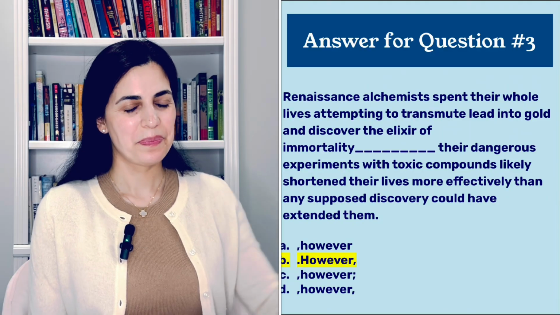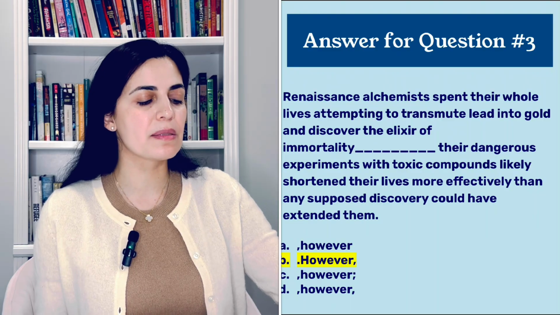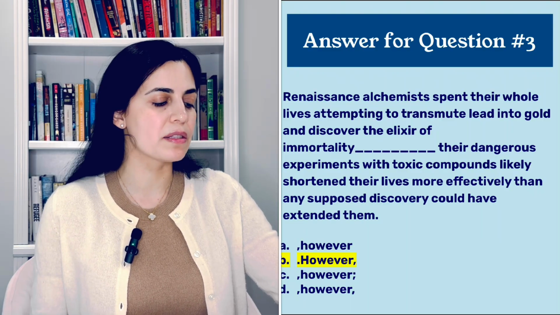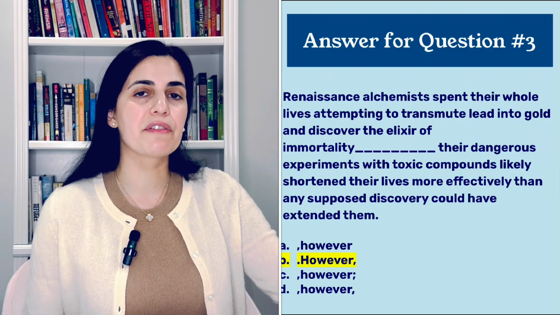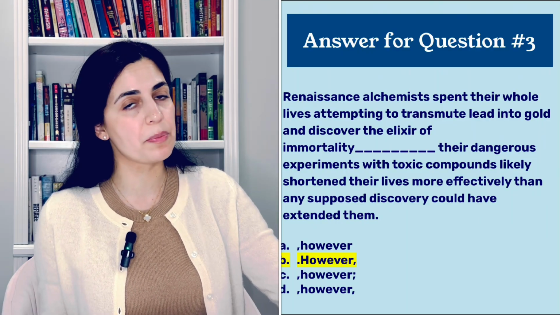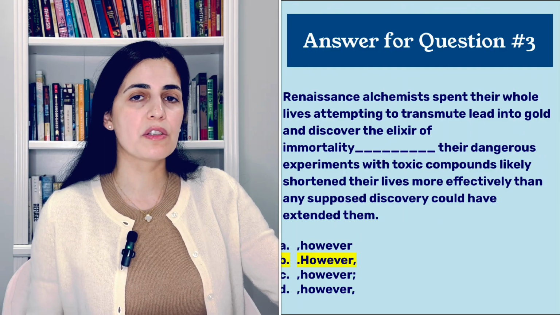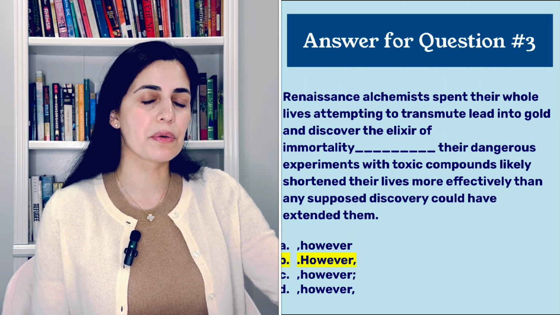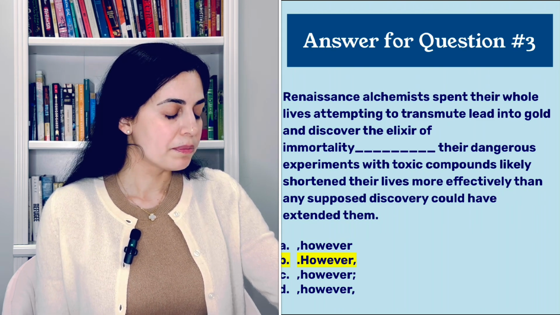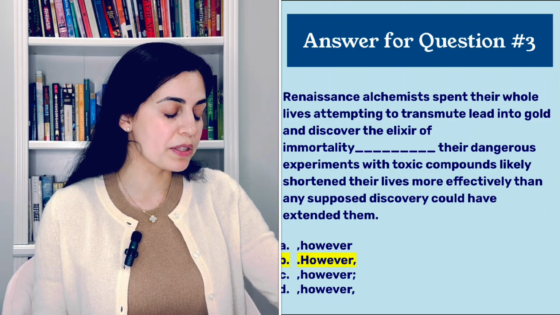The answer is B. So we have here two independent clauses. Renaissance alchemists spent their whole lives attempting to transmute lead into gold and discover the elixir of immortality. That's one independent clause. And then everything after the blank is a whole other separate independent clause. The only way to join these two would be to use an ending punctuation before the word however, such as a period or a semicolon. There is no semicolon beforehand. There's only a period, and the only choice with that is choice B.